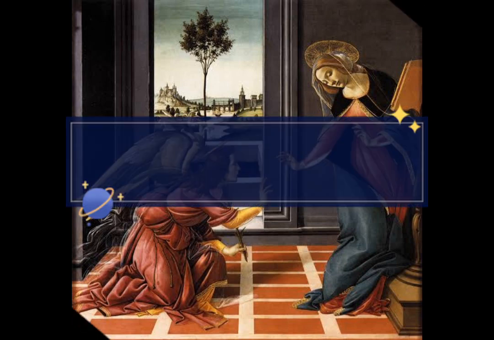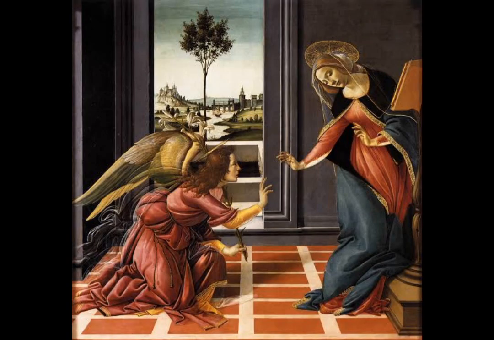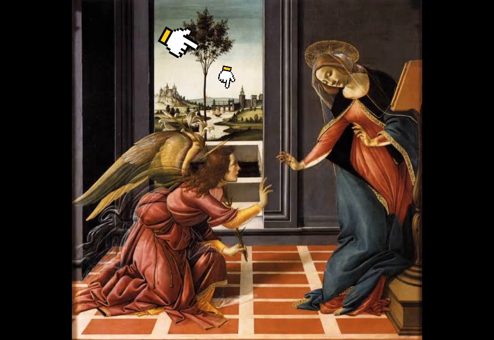The sixth one is proportion. This painting shows distant objects as smaller while closer ones are presented larger. As you can see, the two ladies standing are larger than the trees and the bridge at the back of it, because this painting shows distant objects.